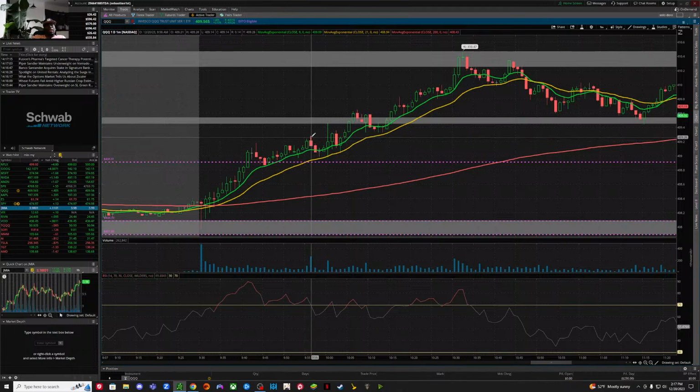I wait. I hop in right here. It pushes down. It bounces right there at the 9 EMA. Rockets up, touches my zone. I'm thinking it's coming back down. It actually does. And because it comes back down, I thought to hold.